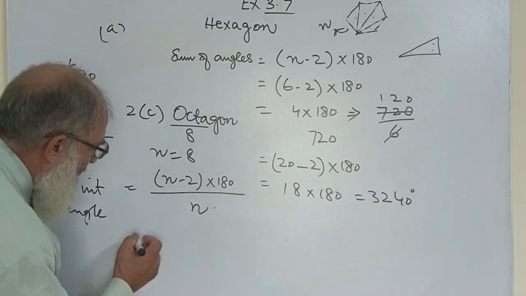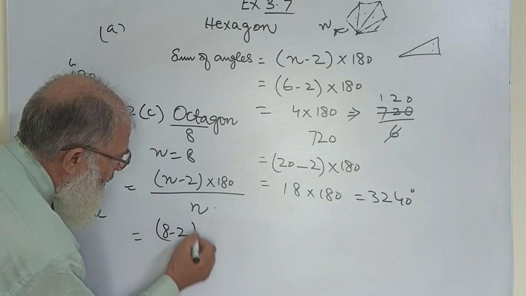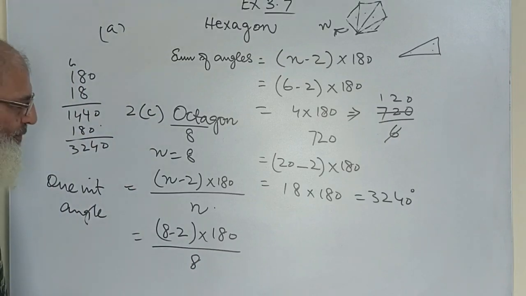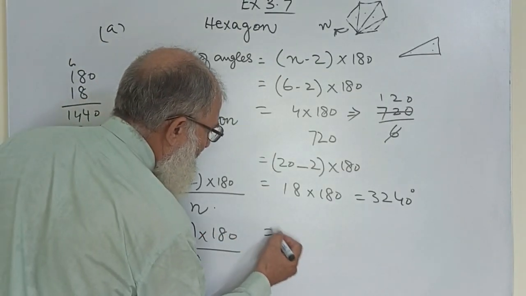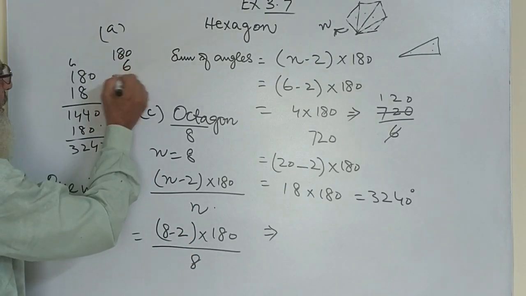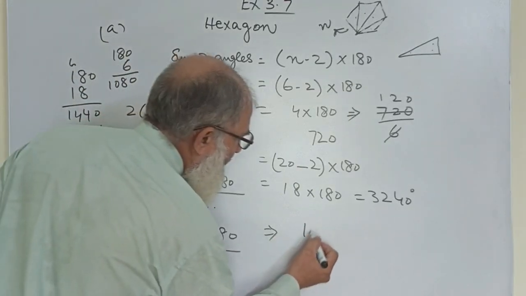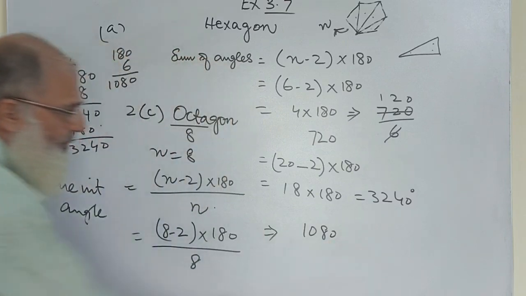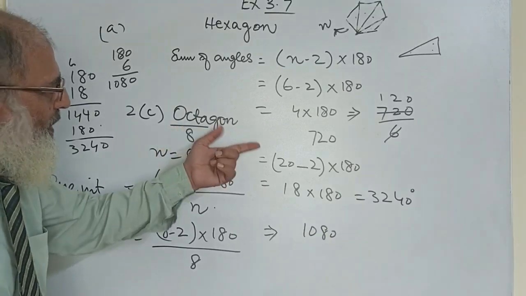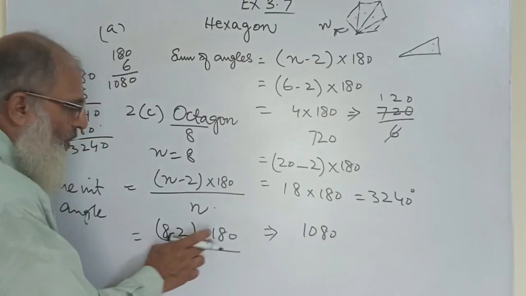So what will happen over here? You see that n is equal to 8. So 8 minus 2 multiplied by 180 divided by 8. Now it will become 6, 180 multiplied by 6, that will become 1080. 1080 is the sum of the angles of octagon, the sum of the interior angles of octagon.